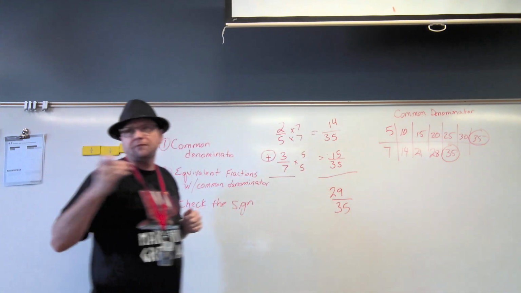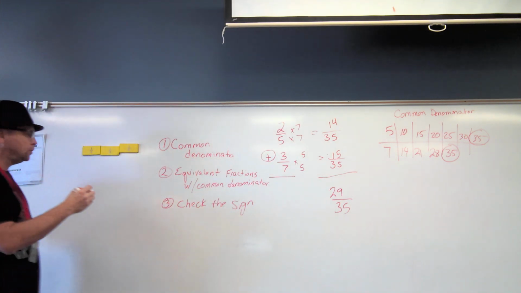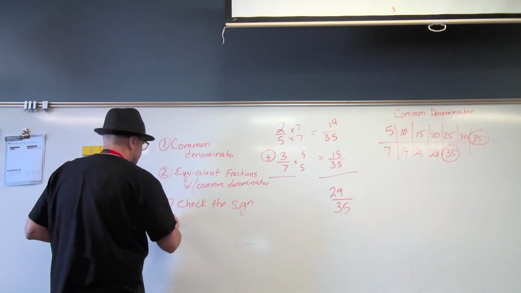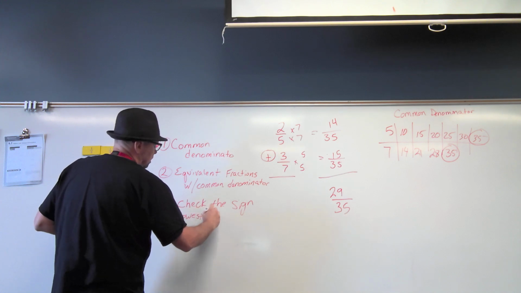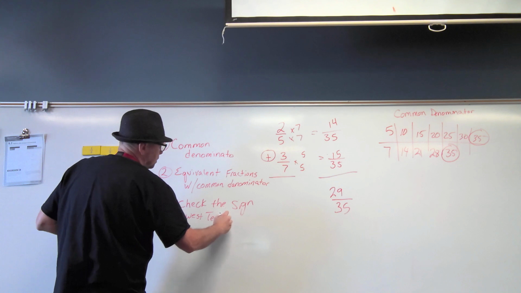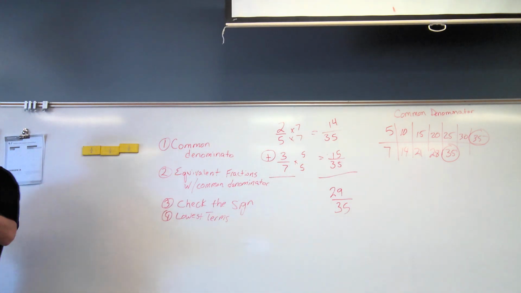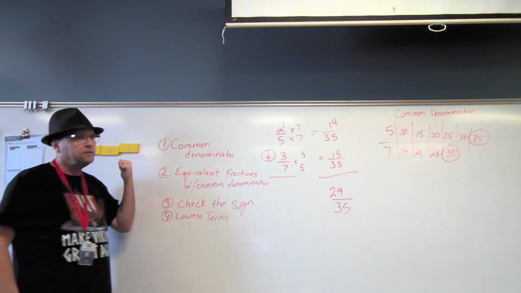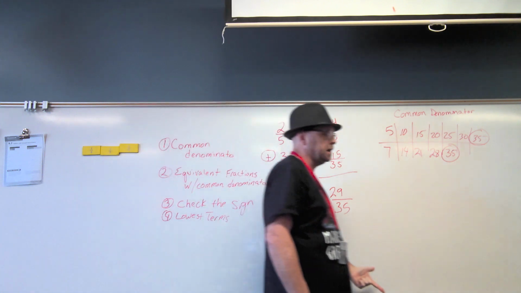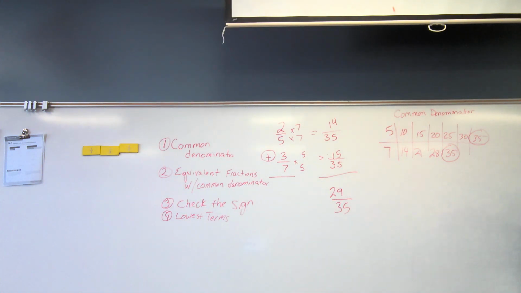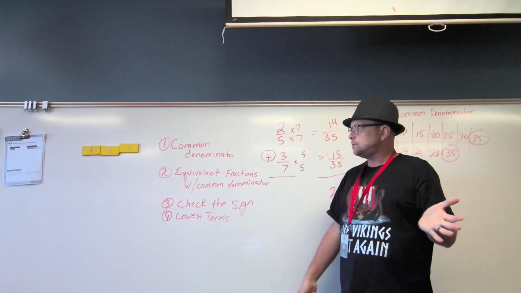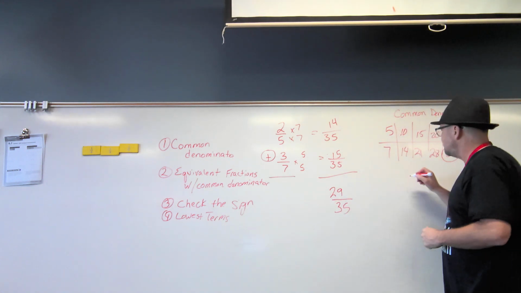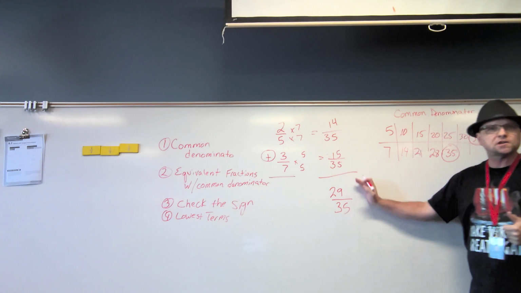And the last thing we have to do is put it in simplified, lowest terms. Meaning no improper fractions, and the fraction itself has to be simplified. How do we do that? Well, we're going to find the greatest common factor. Is this an improper fraction?